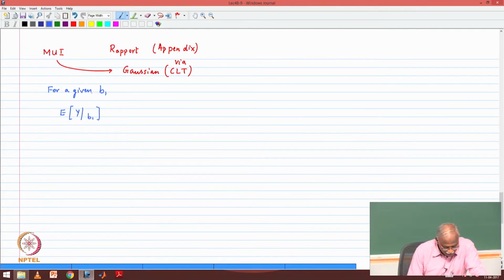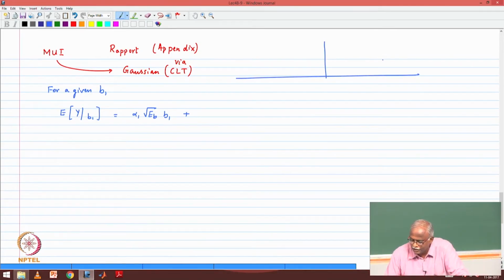that is, I know B1, turns out to be alpha 1 root EB times B1, because I know that is the signal that is being transmitted. This is the mean value. If you recall, whenever you did digital communications, if you are transmitting a +1, your mean value will be +1 with some Gaussian noise around it. Similarly, if you are transmitting a -1, there will be some Gaussian noise. So, there is a mean value and a Gaussian.